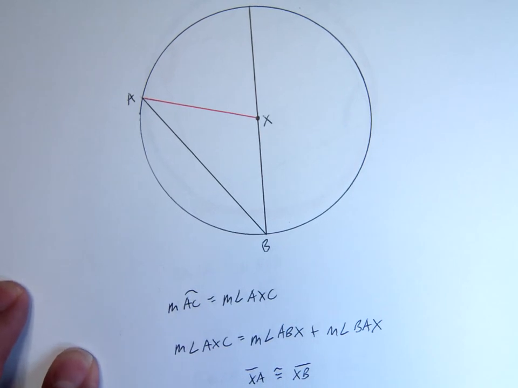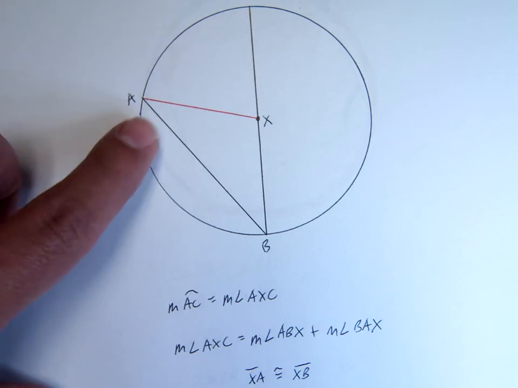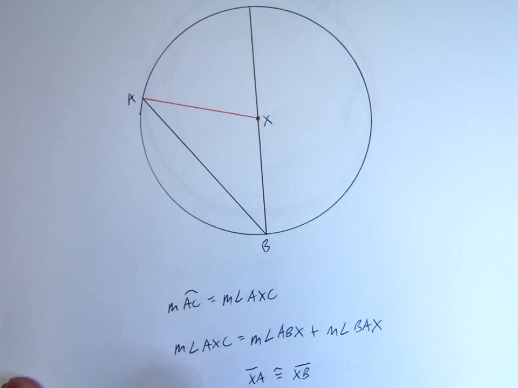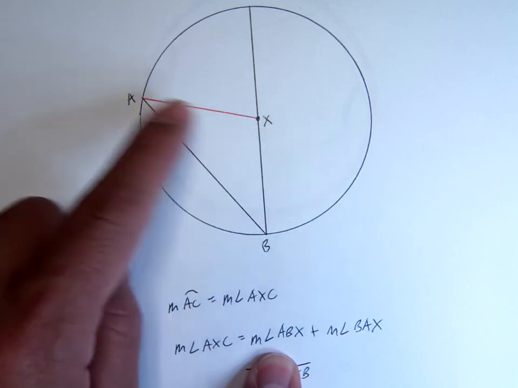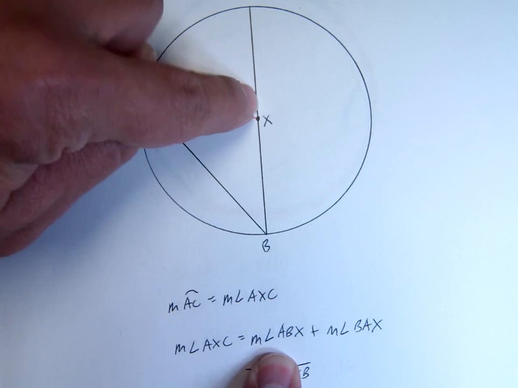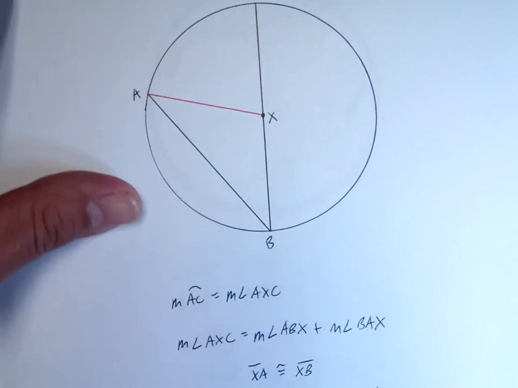Now, remember from first semester, we talked about exterior angles and remote interior angles. That the exterior angle, the angle outside of the triangle, is equal to the two remote interior angles added up. So that's all I did here. The measure of angle AXC, this angle right here, is equal to the measure of angle ABX, this angle, and BAX, this angle. So the exterior angle is equal to the two remote interior angles added up.